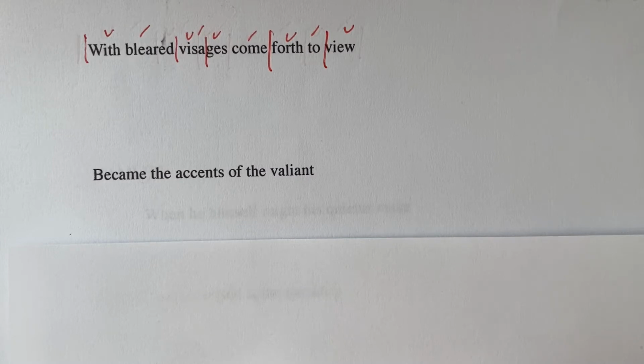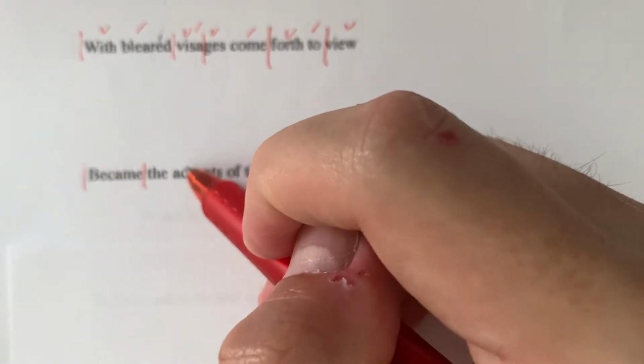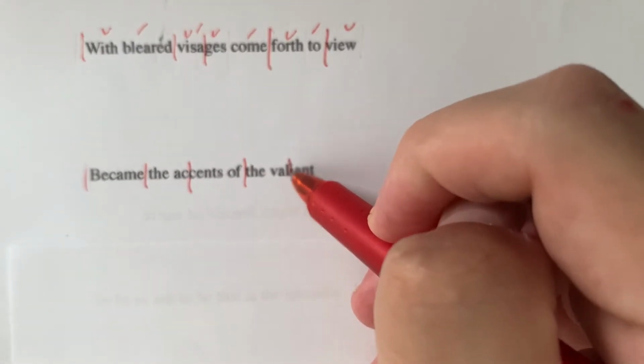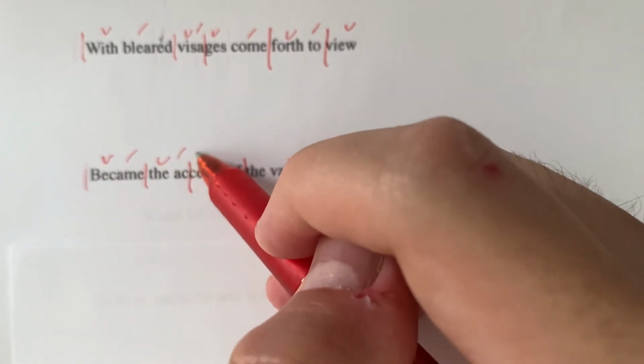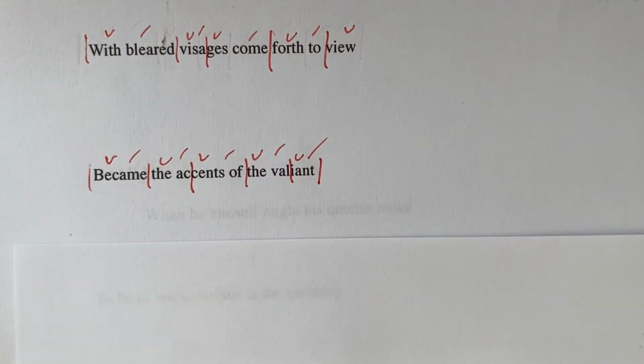I'll scan it out so you can see. Became the accents of the valiant. Became the accents of the valiant. There's our normal ten-syllable line of regular iambic pentameter.